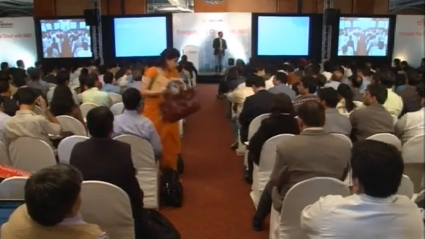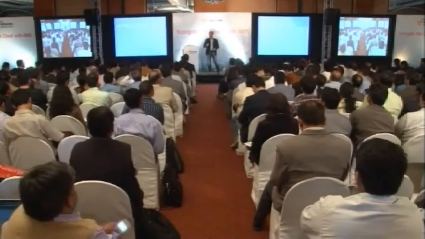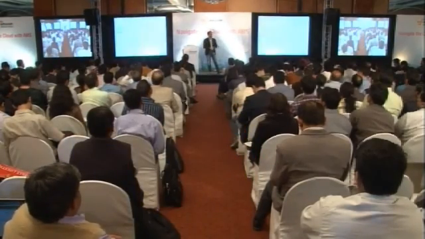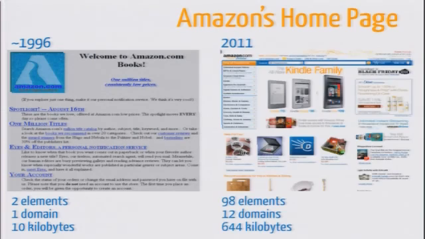The first of these challenges is the complexity of the web, the growing complexity of the web. This is Amazon.com's own page in 1996. 2 elements, 1 domain, 10 kilobytes, and quite a simple approach to selling books online. And if you look at 2011, the Amazon.com homepage is much more complex. 98 elements, 12 domains, more than 600 kilobytes.